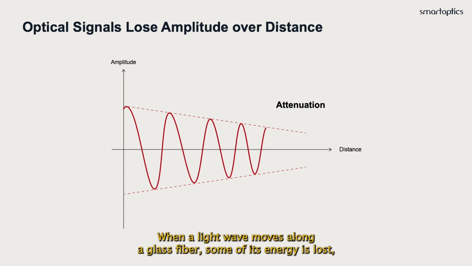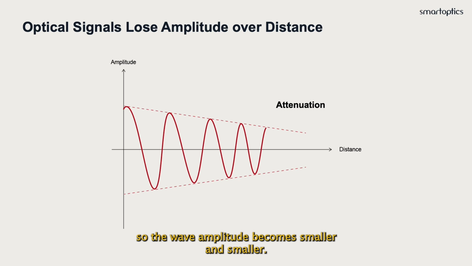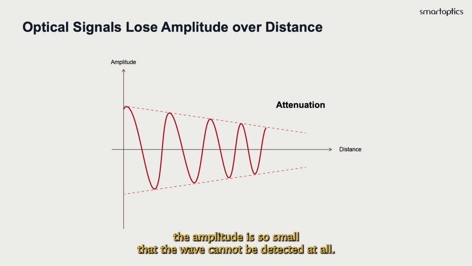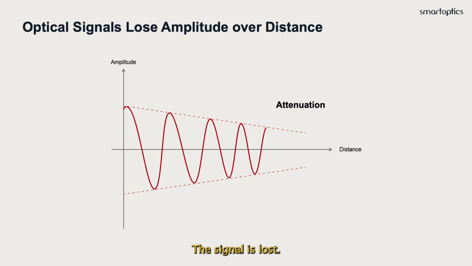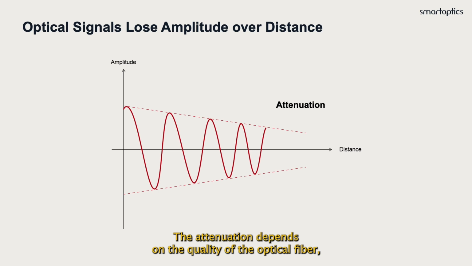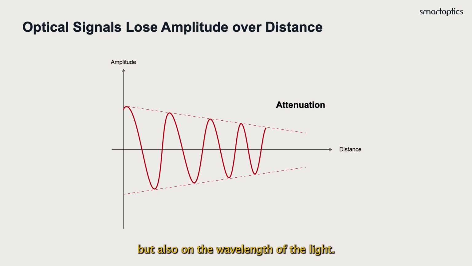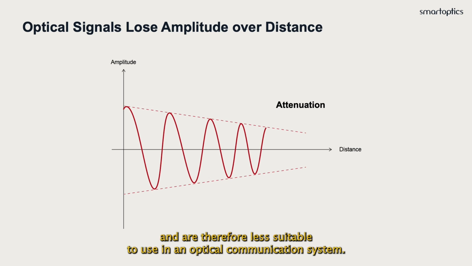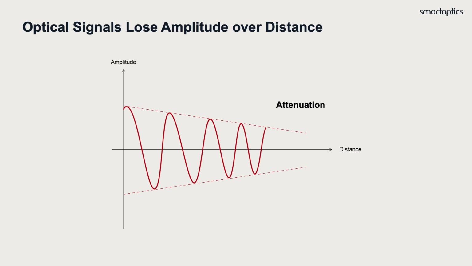When a light wave moves along a glass fiber, some of its energy is lost, so the wave amplitude becomes smaller and smaller. The wave is attenuated, and at some distance, the amplitude is so small that the wave cannot be detected at all. The signal is lost. The attenuation depends on the quality of the optical fiber, but also on the wavelength of the light. Some wavelengths are attenuated more than others, and are therefore less suitable to use in an optical communication system.